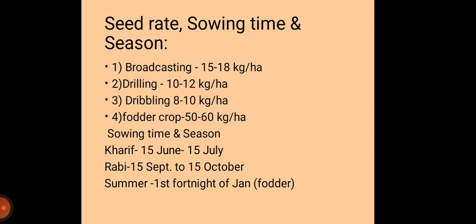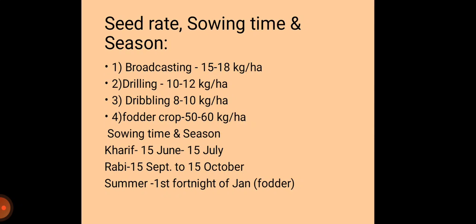The broadcasting method requires 15 to 18 kg of seed per hectare. The drilling method requires 10 to 12 kg of seed per hectare. The third, dibbling method, requires 8 to 10 kg of seed per hectare. For fodder crops, 50 to 60 kg per hectare is required. Then sowing time and season.